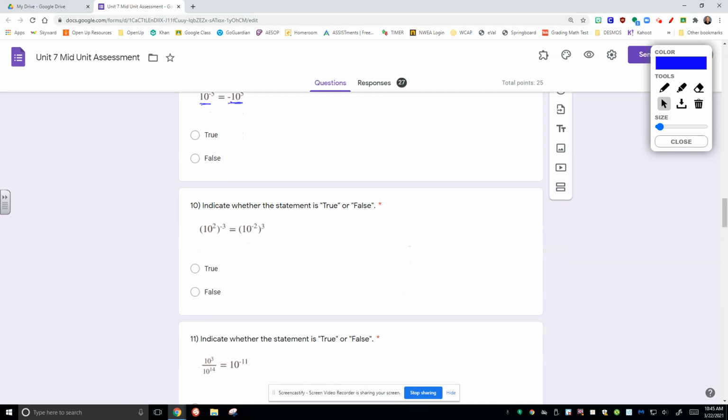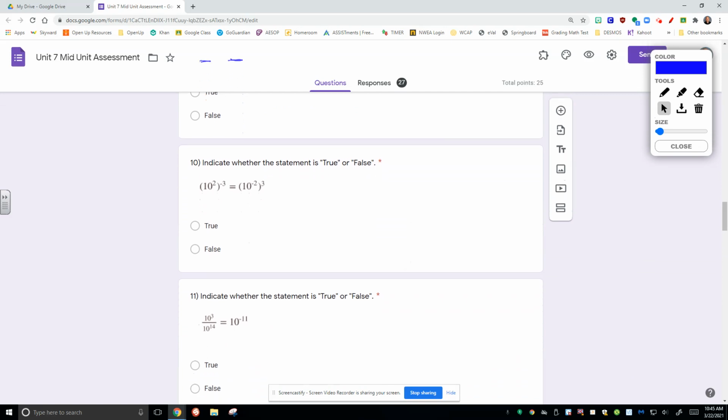Problem 10, indicate whether this statement is true or false. Consider the fact that we have 10 as the bases are equal. That's a good sign. Consider the fact that we have 10 to the second power raised to the negative third power compared to 10 to the negative second power raised to the positive third power.